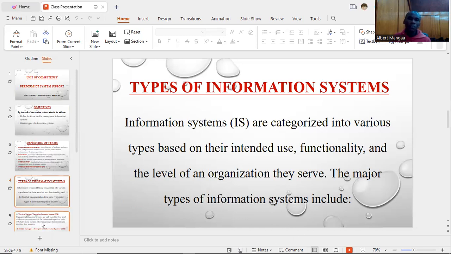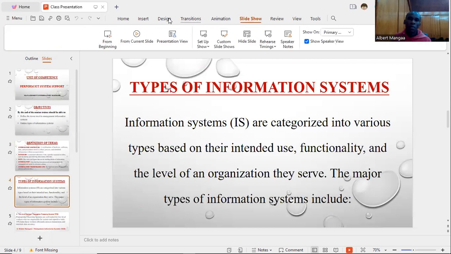So let me just do a slideshow so that we can have a bigger screen.